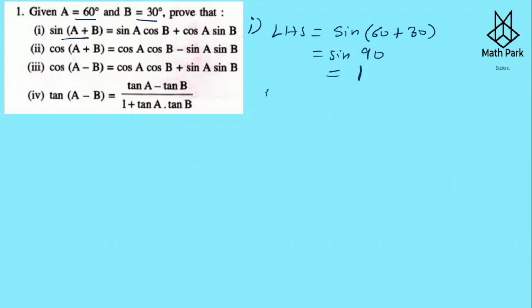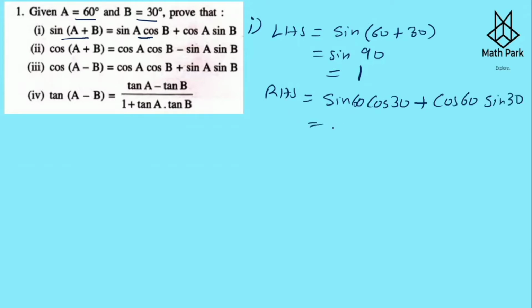Now let us solve the RHS of this question. So RHS, you have sine A cos B. So sine A, that is sine 60, and cos B, so cos 30, sine 60 cos 30, plus cos A sine B. So it is cos 60 and sine 30. We put the values of this now.